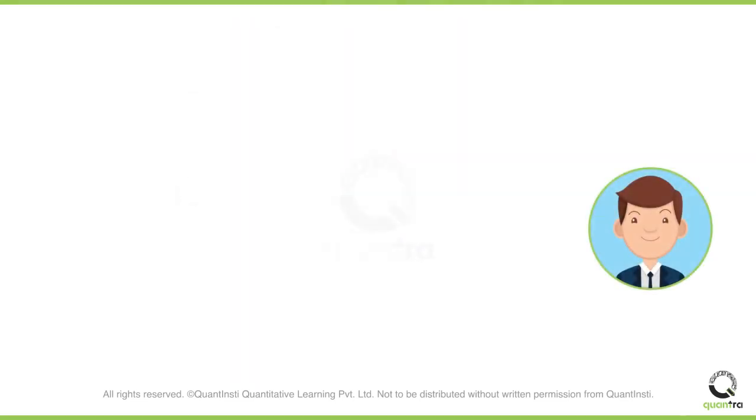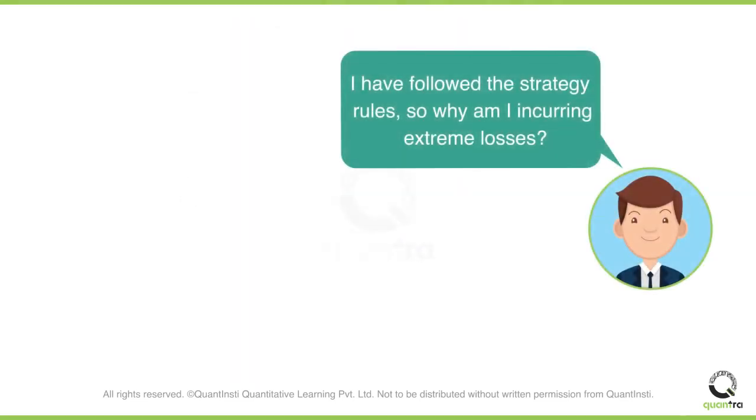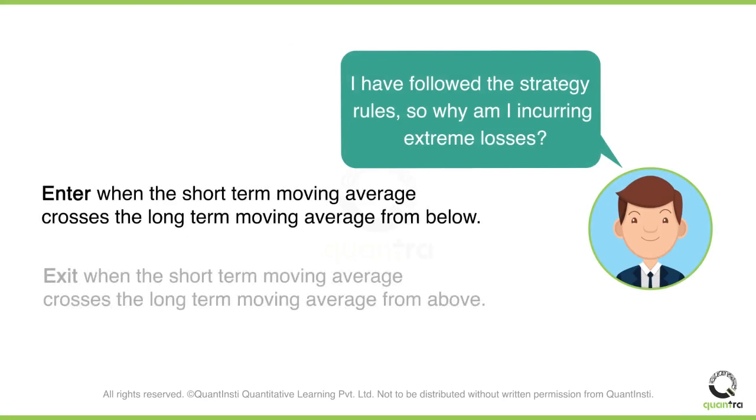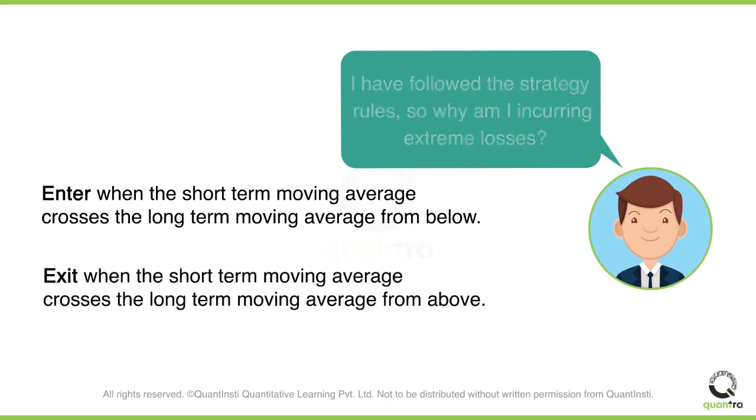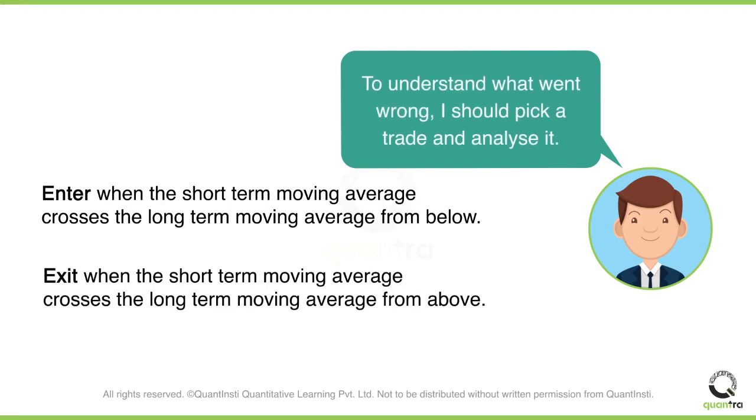Now he starts to wonder if he has followed all the rules and has entered and exited as per the strategy conditions. Why did he make losses in the first place? And whether there is a specific reason for these losses. He decides to randomly pick a trade to analyze what went wrong.